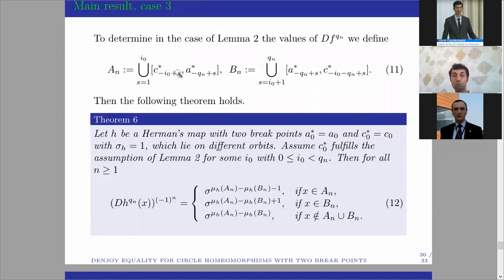And for case 2, we denote by in and bn this union of these intervals. Again, here we are taking the intervals where the endpoints are breakpoints, and we formulate our second main result. Let H be a Herman map with 2 breakpoints, A0 and C0, with total jump 1 in different orbits. Then for case 2, the derivative of H to the Qn is equal to these 3 values.